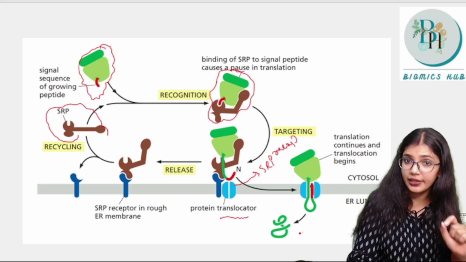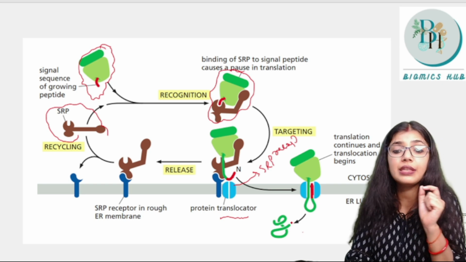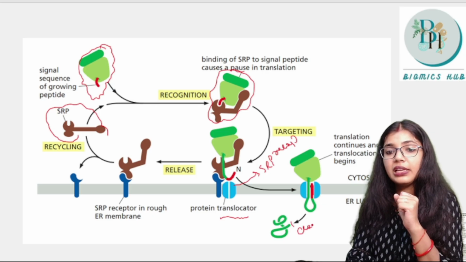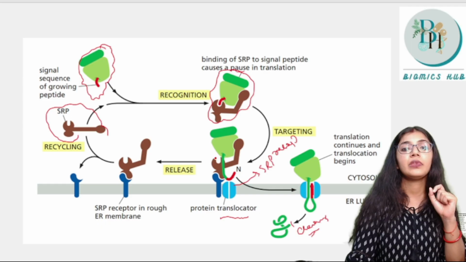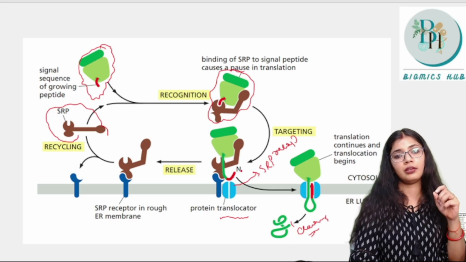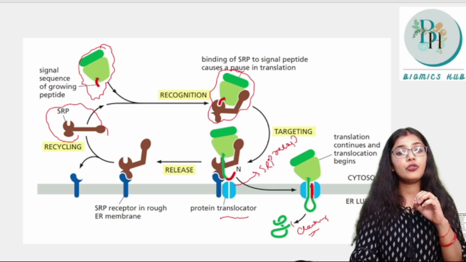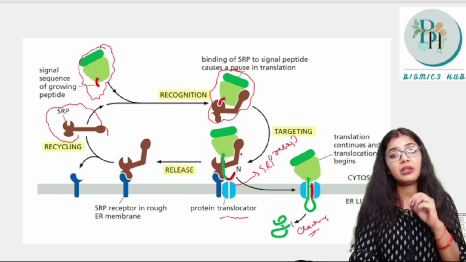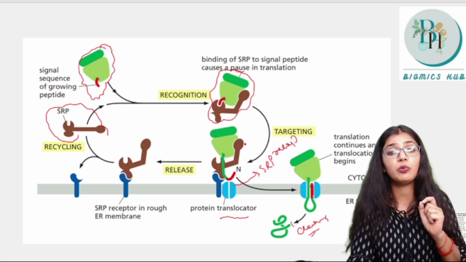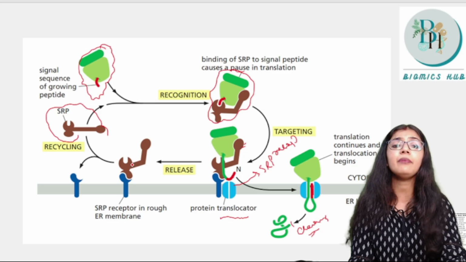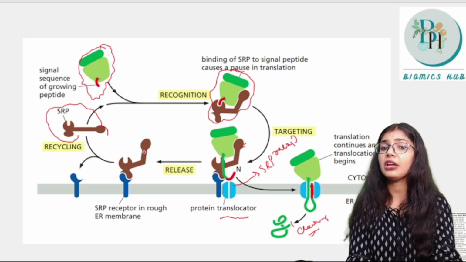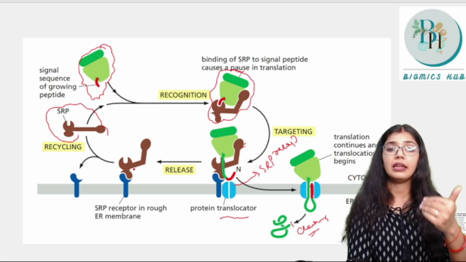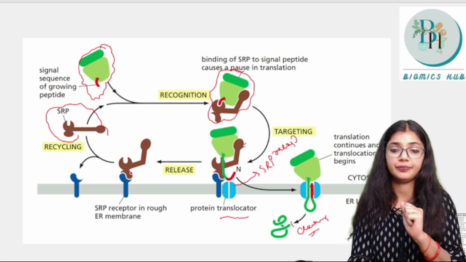After it has entered the lumen, the signal sequence is cut by a cleavage factor. Now, after this is done, the SRP receptor and the SRP protein which were present will be recycled, because now they have no work. If it is recycled, it can bring another protein to target.